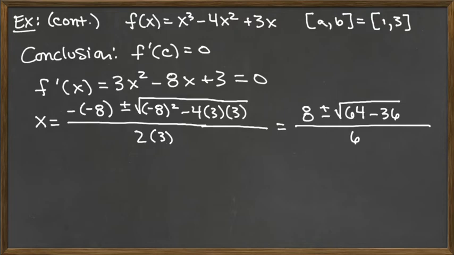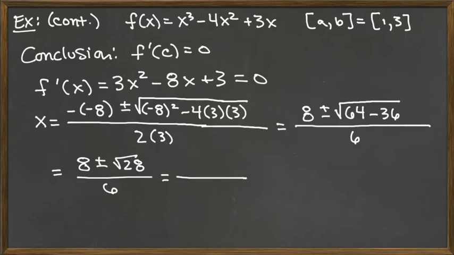So let's keep going. We've got underneath the square root that we can handle. So we've got 8 plus or minus the square root. Now 64 minus 36 would be 28 under the square root, and then it's all over 6. As we're still trying to clean this up a little bit here, we can see whether or not the part underneath the square root has a perfect square factor, and it does. 28 is 4 times 7, with 4 being the perfect square.